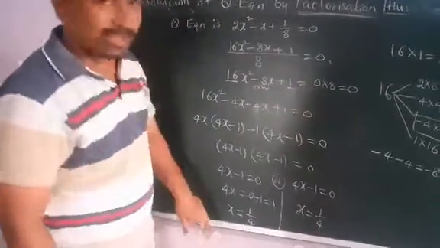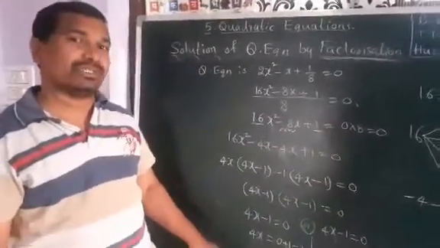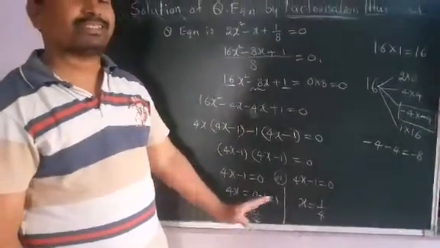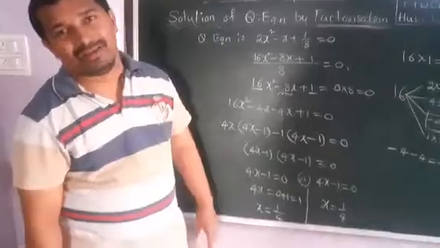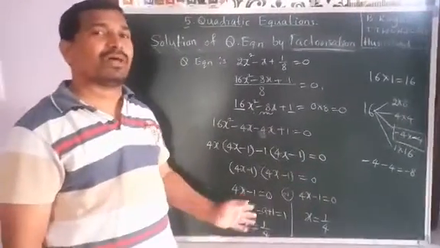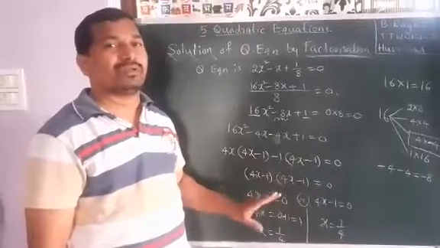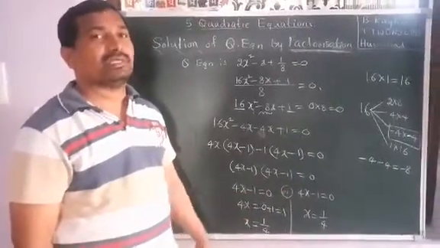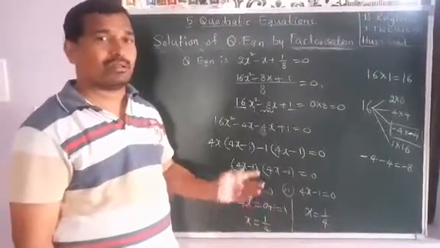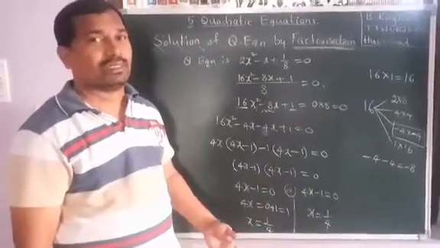You can observe what solutions you are getting. Here x equal to 1 by 4, x equal to 1 by 4. The solutions are equal. In the previous problem we had different solutions. In this problem we have the same solution. So a quadratic equation has solutions that may be equal or different. Okay.